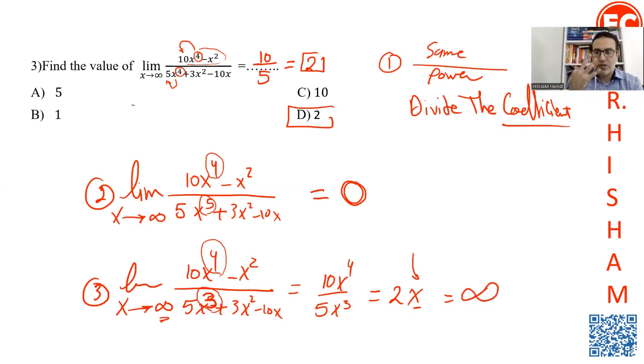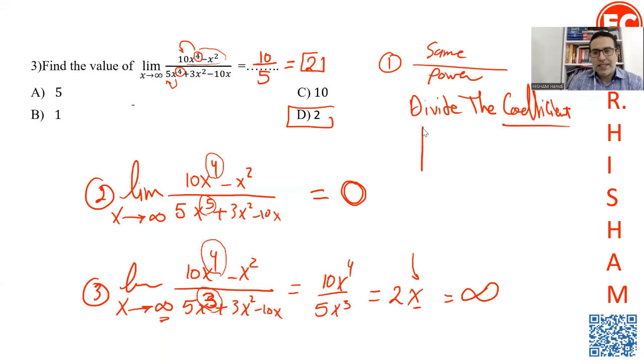So I have 3 answers for the limit at infinity. In case of a fraction, the first case, I'm dividing the coefficients, that will give me a number. Second case, the numerator is smaller than the denominator, it will give me 0. Third case, the numerator is greater than the denominator, and in this case, it will give me infinity.